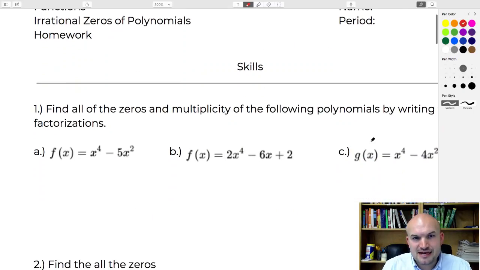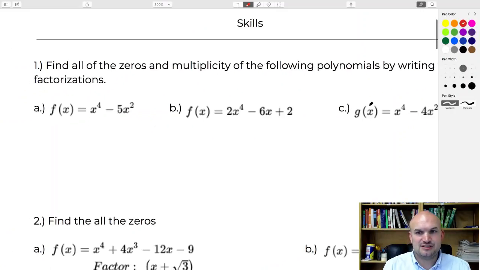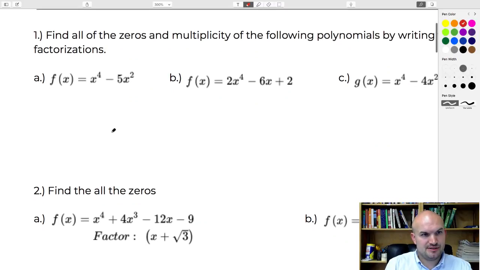So finding the zeros and multiplicity of the following polynomials by writing the linear factorizations. And it's being a little slow. Hopefully that's not going to impact my stream here, so we'll see how we write.